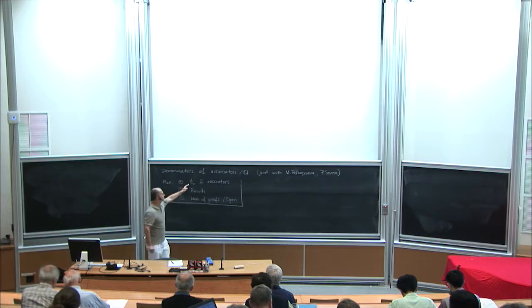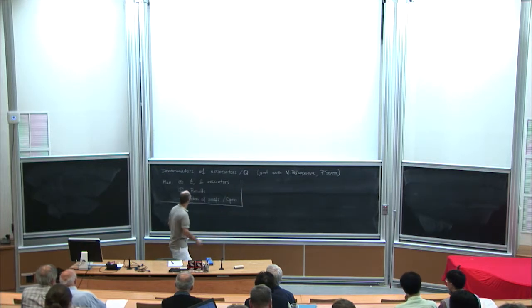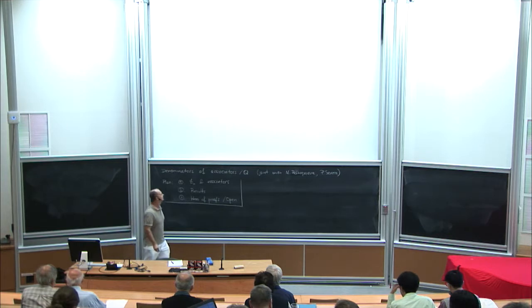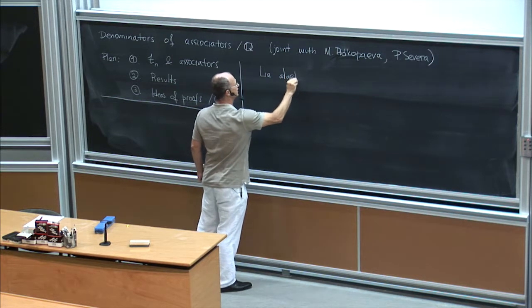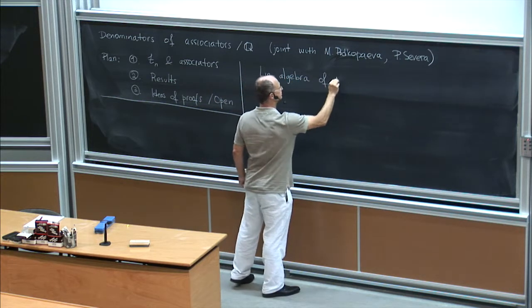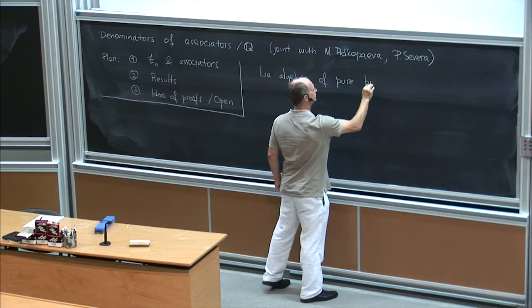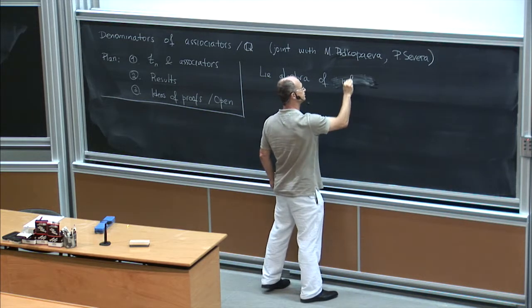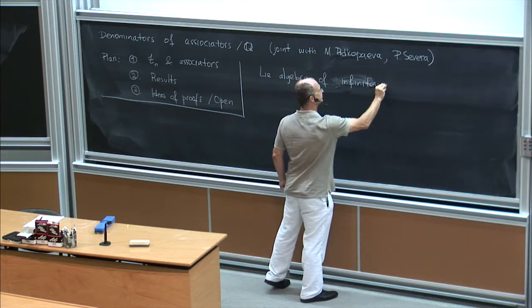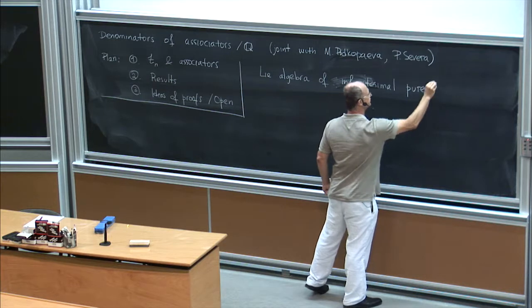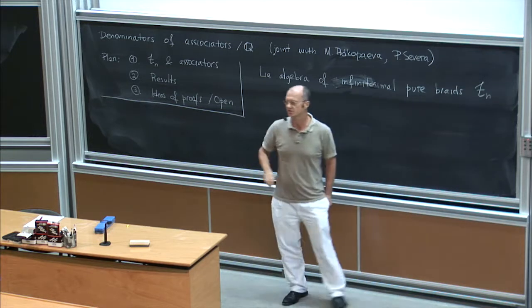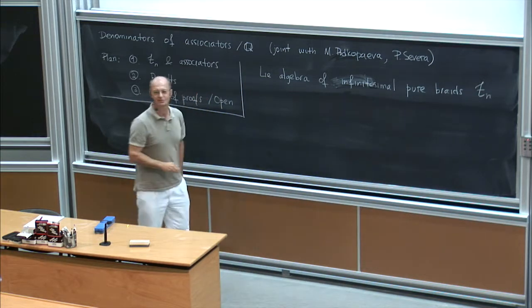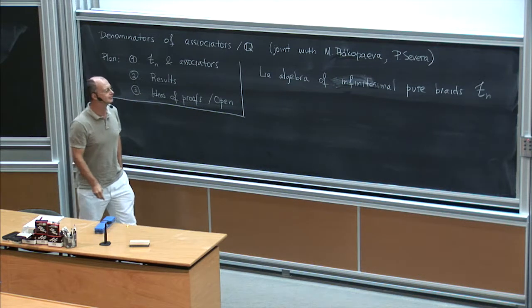So let me start with this story of TN. We have already seen it in, I think, several talks, and particularly in Leila's talk yesterday. So the Lie algebra of infinitesimal pure braids. Well, that's supposed to be a Gothic letter. Well, we'll see to what extent I will be able to keep to this style.